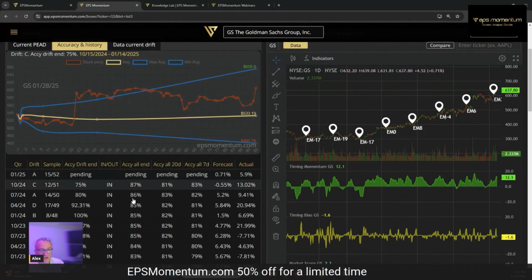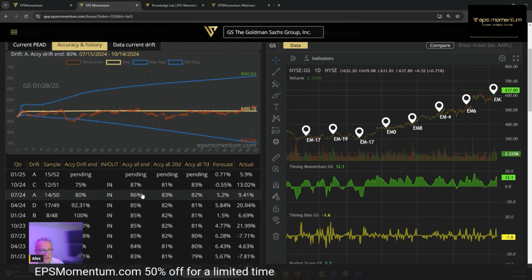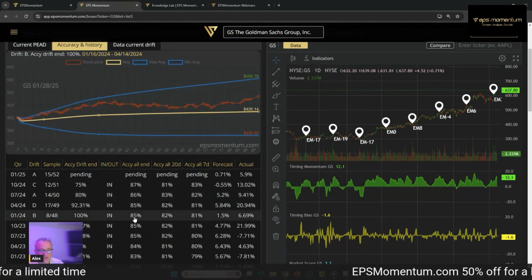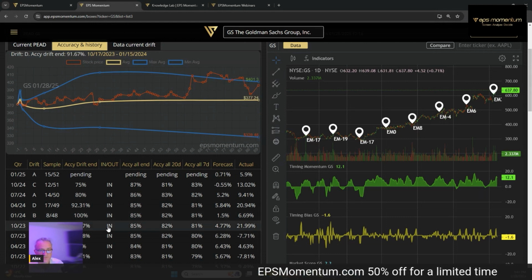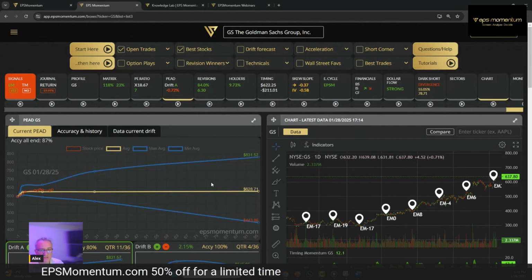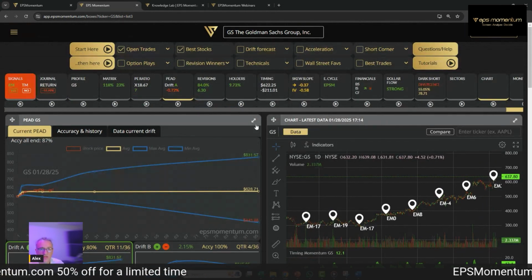We can see that in history, it was a drift A 2 quarters ago. It fell almost spot on. It fell there, here, and it was always in here. So it's pretty impressive. That drift really is giving you a cone of where the stock is going.